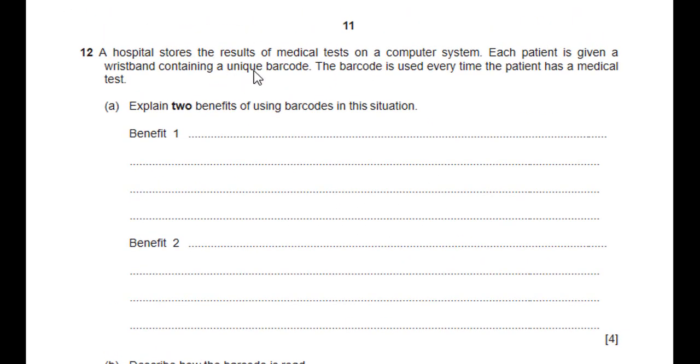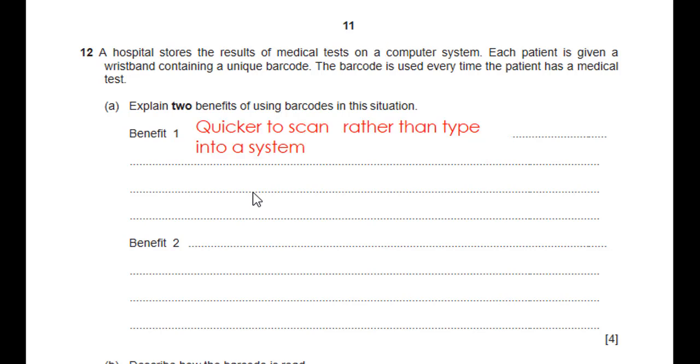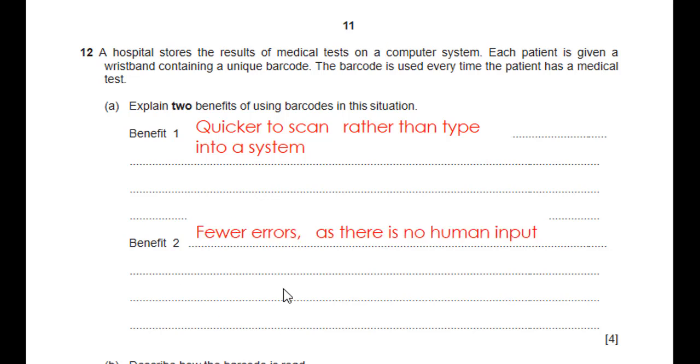Now we're going to talk about a barcode question, but it's kind of hidden in a practical situation. So you're going to give each patient a wristband with a barcode, and they're going to ask what's the benefit of this? So again, it's quicker to scan rather than type the name of each patient into the system. There are fewer errors as there's no human input.